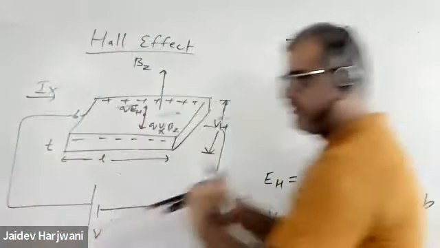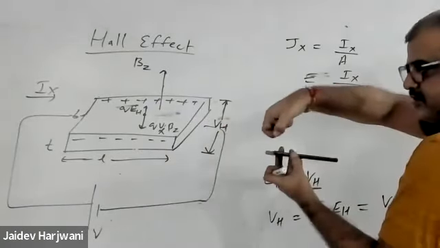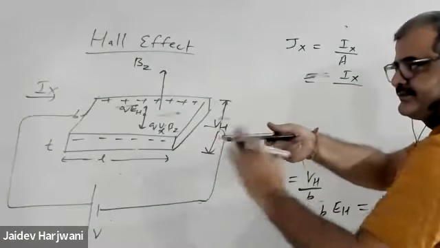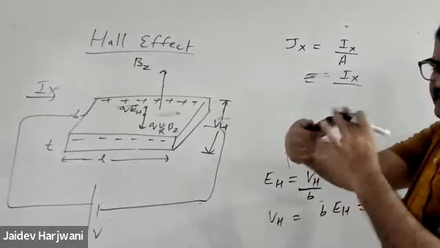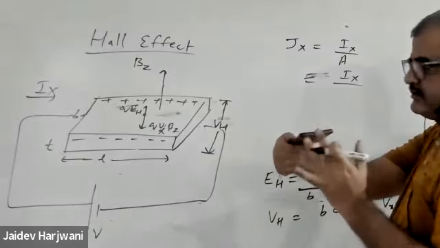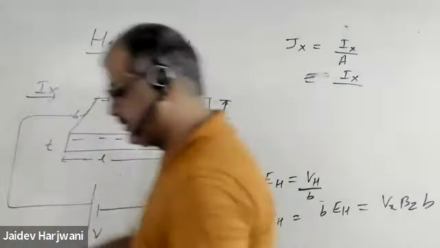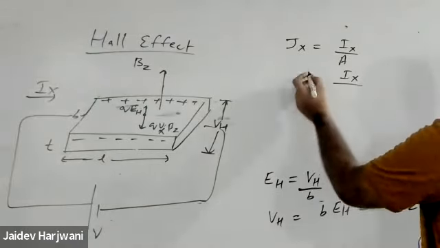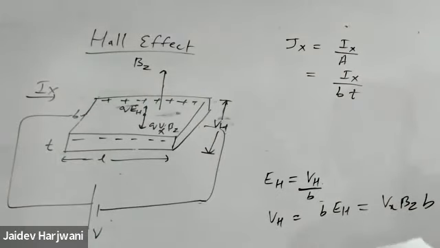Current flows through what? Cross section. Suppose this is the sample, so current is flowing through this cross section. This is the length, this is the breadth, and this is the thickness. So this is the cross section. So this is what? B into T. Yes, B into T. Good. This is a very important concept. When you are solving problems, you should know how to apply this formula. So this is BT. JX equal to IX upon BT.